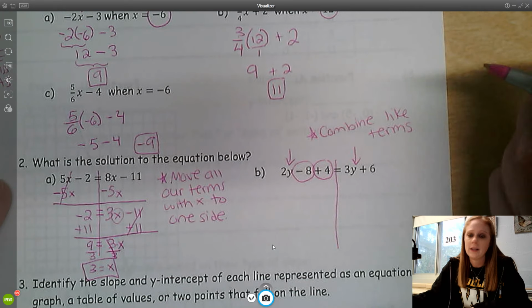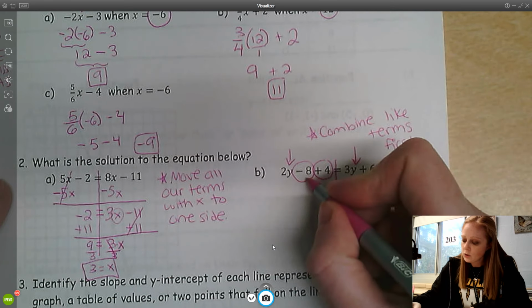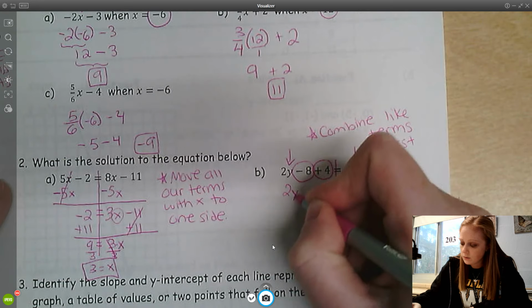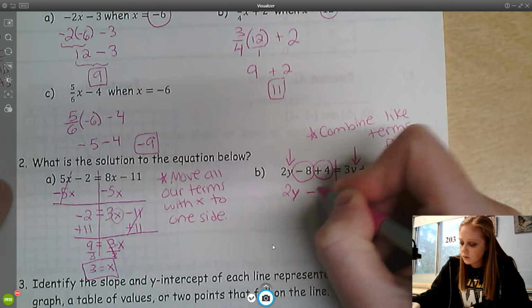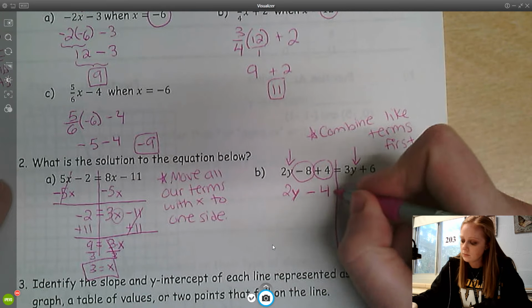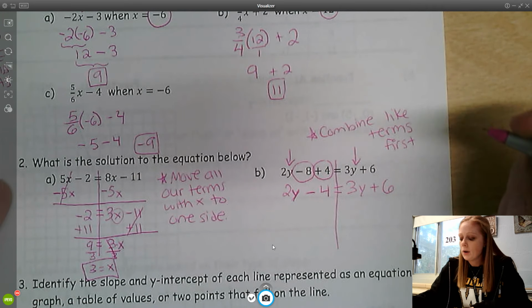Okay, so you want to combine like terms first. All right, so I'm going to combine my constants. So I still have my 2y, negative 8 plus 4 is negative 4. So I'm going to write 2y minus 4 equals 3y plus 6. Now I want to get all my y's to one side.